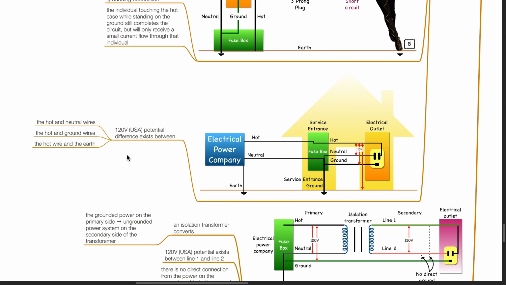With 120 volts in the USA and 240 volts in the UK, a potential difference exists between the hot and neutral wires, the hot and ground wires, and the hot wire and the earth.